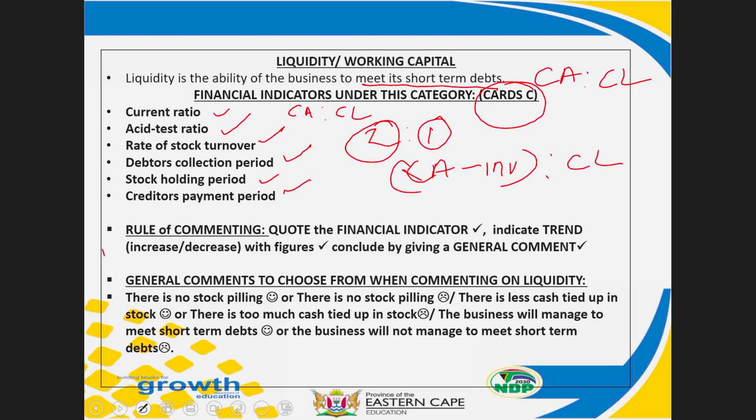Now, we have the next indicator, which is debtors collection period. Debtors collection period measures the time that these debtors are taking in order to pay their short-term debts.